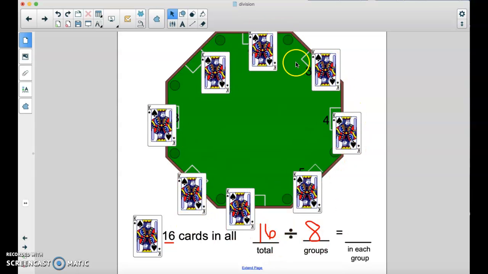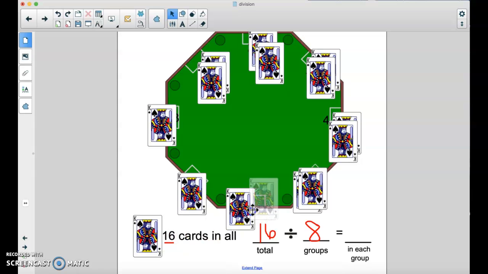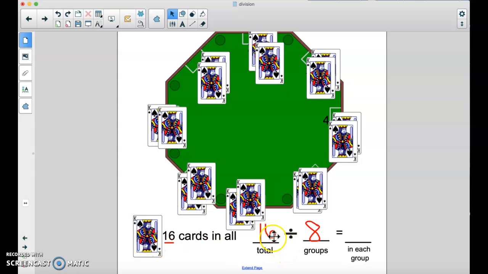So now I have 8, so now I gotta keep counting till I get to 16. 8, 9, 10, 11, 12, 13, 14, 15, 16. Ooh, I got to my 16 and everybody has the same amount of cards. So now I have to stop because I hit my 16 number right here.